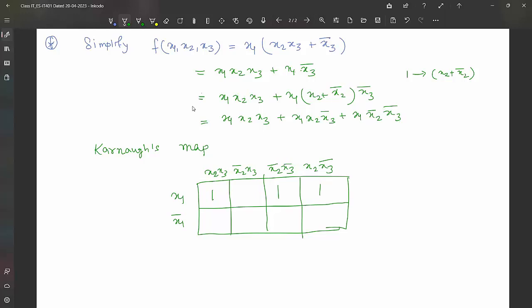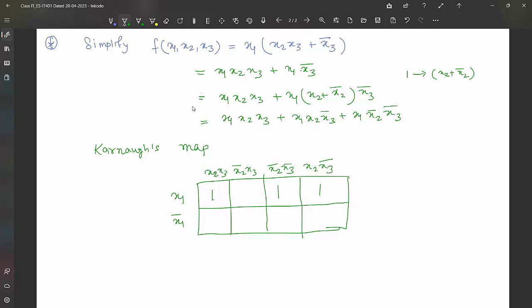One is x1 x2 x3, another is x1 x2 bar x3 bar, and another is x1 x2 x3 bar. So these are the 3 values. Is it okay? It is x1 x2 x3, it is x1 x2 bar and x3 bar, and it is x1 x2 and x3 bar.